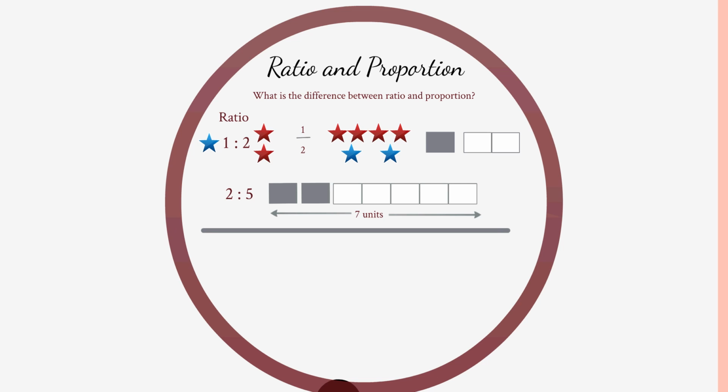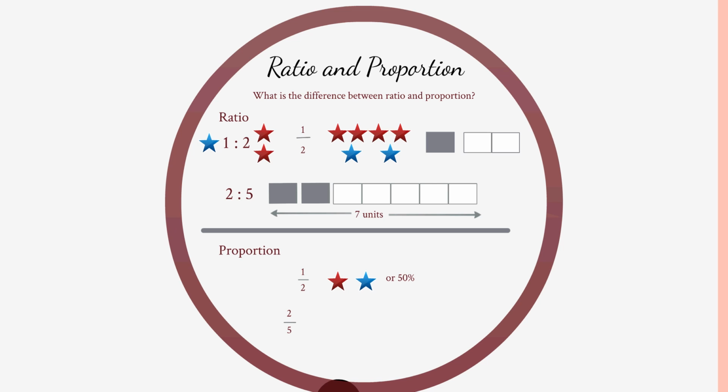But what about proportion? Now, if we have a fraction 1/2, 1 out of 2. So 1 out of 2 stars is red, or 50% of it is red. Now let's take another example.